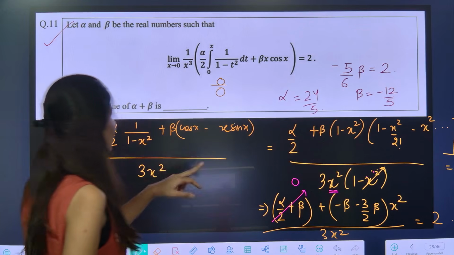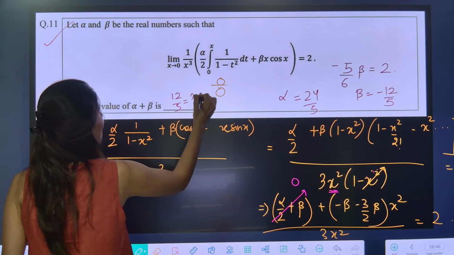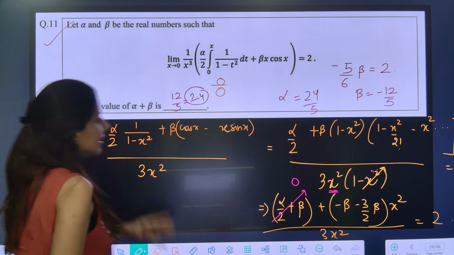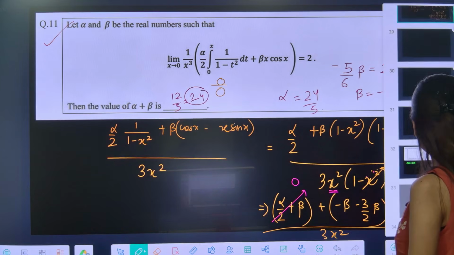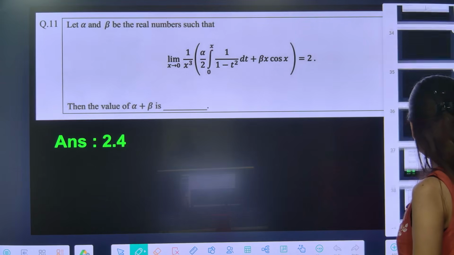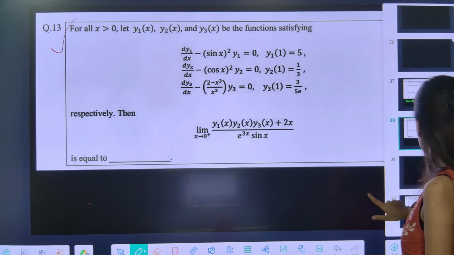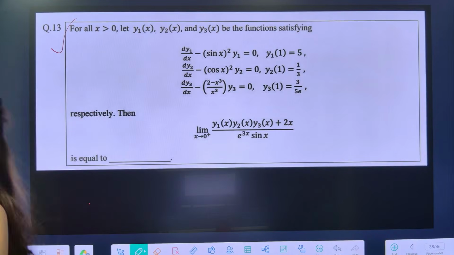So alpha plus beta will be what? 12 by 5, which is 2.4. Okay, so this is the absolutely correct answer which we are getting. So that means whatever we are selecting till now, see, 2.4 is correct. Then the next selected question is this. Okay, all right.